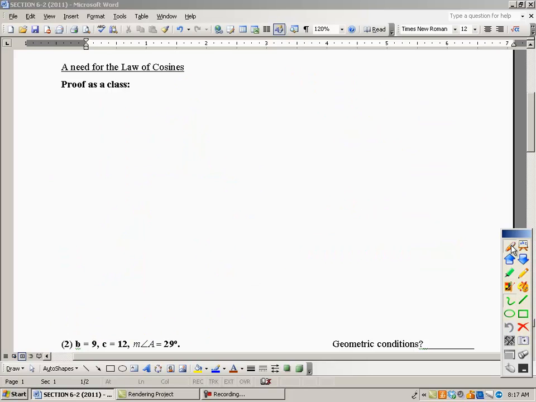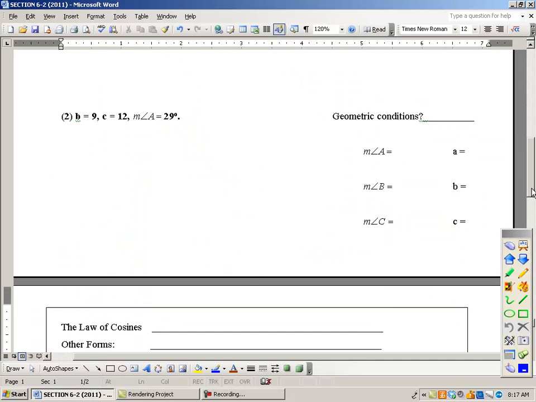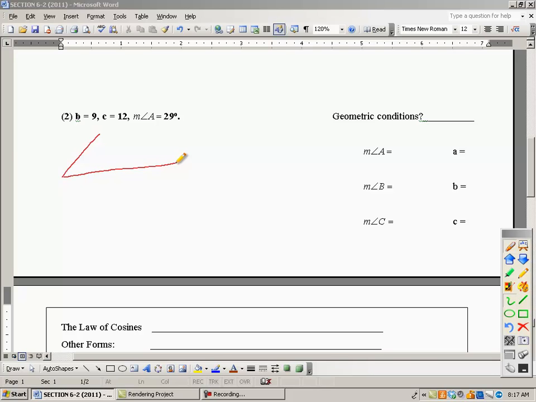Okay, so let's try using the law of cosines a second. I give you an angle A that's 29 degrees. So this is 29 degrees, which is A. Side B has to be smaller than side C, so C has to be the bigger side of 12, and B then has to be 9. So this one's A. And you're labeling your triangle based on what you know.